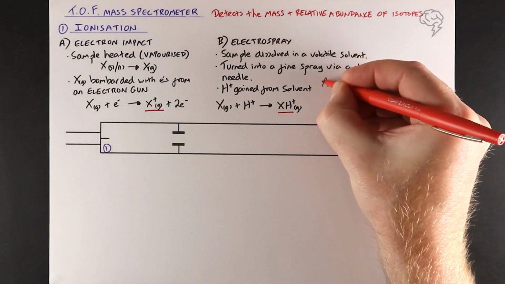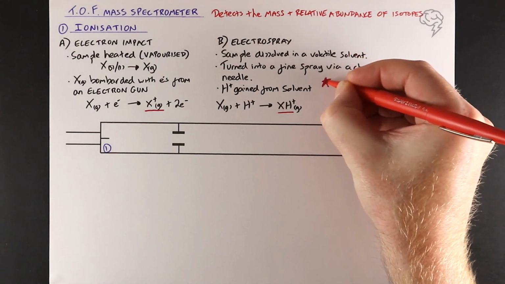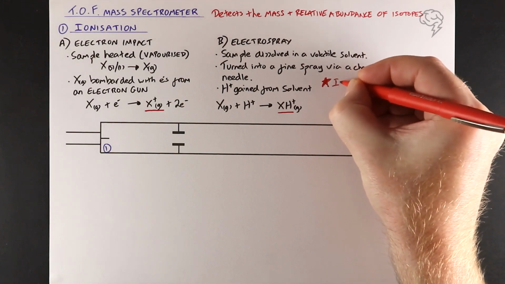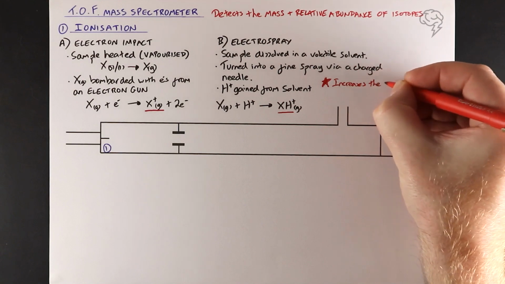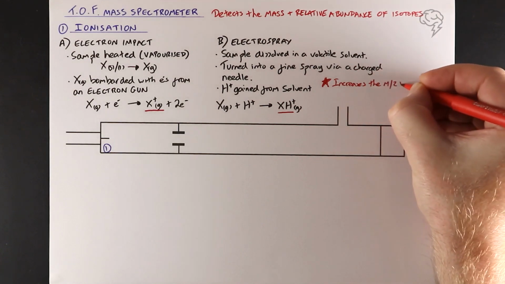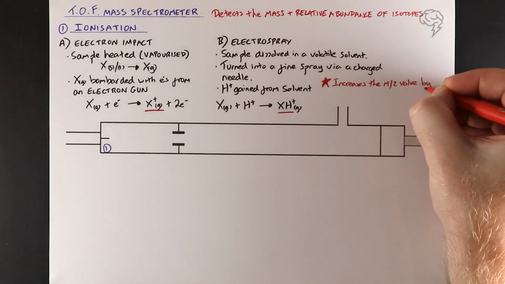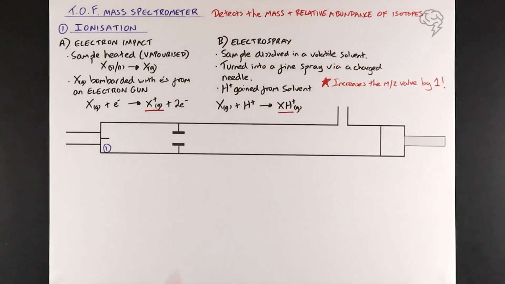Now, really important note here: this method of electrospray ionization increases the m/z value, the mass to charge ratio value, by 1. You might not know what that is just yet, okay? But essentially it's increasing the mass of that atom by 1, okay?